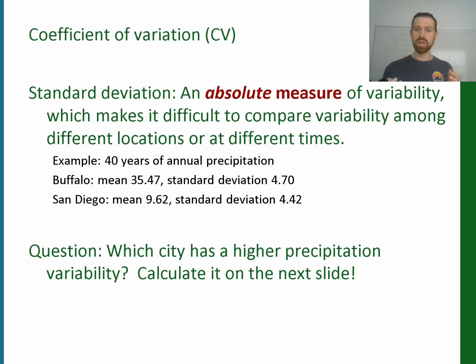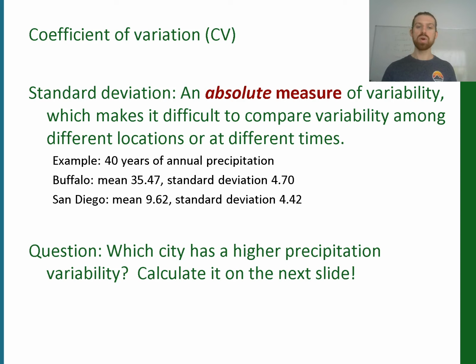So, for example, we may have 40 years worth of annual precipitation data, and that may provide us with a mean precipitation rate in Buffalo of 35.47 inches and a standard deviation of 4.7 inches, okay? And then we could look at the same for San Diego, and it's got a much lower mean, so there's much less rain there. It's 9.62 inches on average. So it's definitely not like where I am now in the UK, where it rains a lot. And the standard deviation is 4.42 inches.